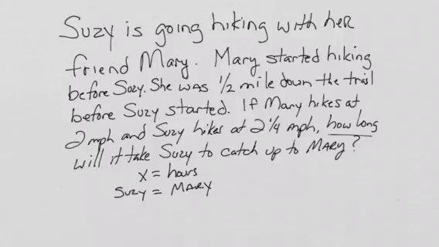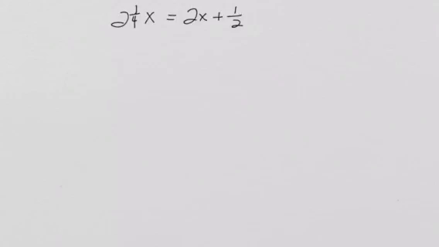So Susie's speed is going to be 2 1/4 times x. Mary is going to be 2x, but don't forget, she got a half-mile head start. So there's our two equations set equal to each other. Now let's see if we can solve them.